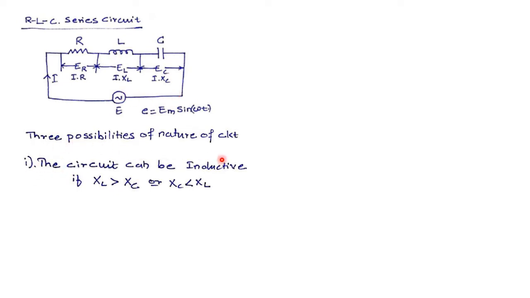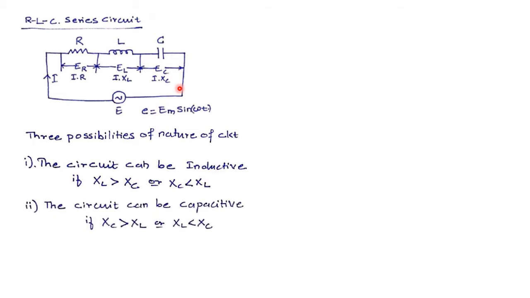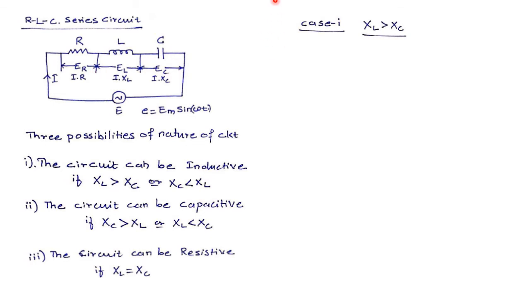So the first case is that the inductive reactance may be larger than the capacitive reactance. The second possibility is that the capacitive reactance may be larger than the inductive reactance. And the third possibility is that both reactances can be equal. When XL is greater than XC, what is the nature of the circuit? We will analyze. When XC is greater than XL, what is the nature of the circuit? We will analyze. And when XL is equal to XC, what is the nature of the circuit? We will analyze. So let us consider case 1 where XL is greater than XC.